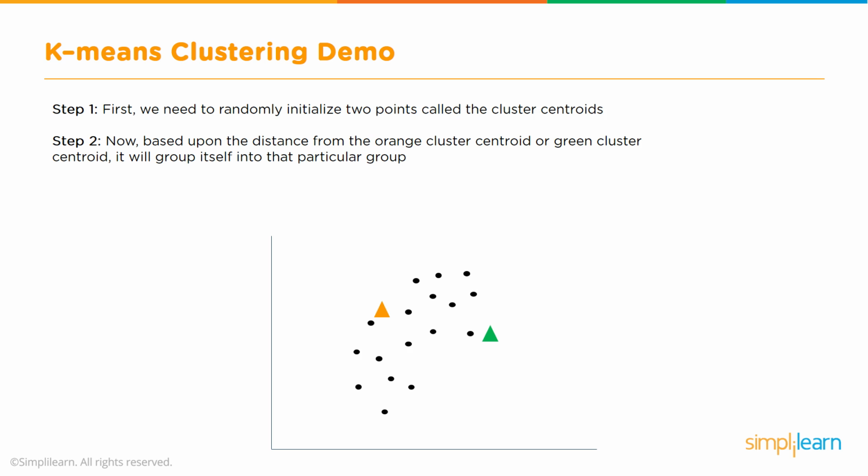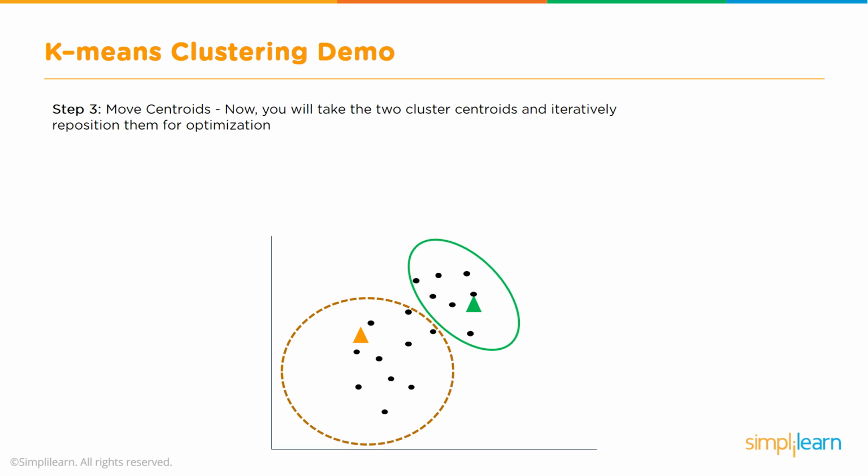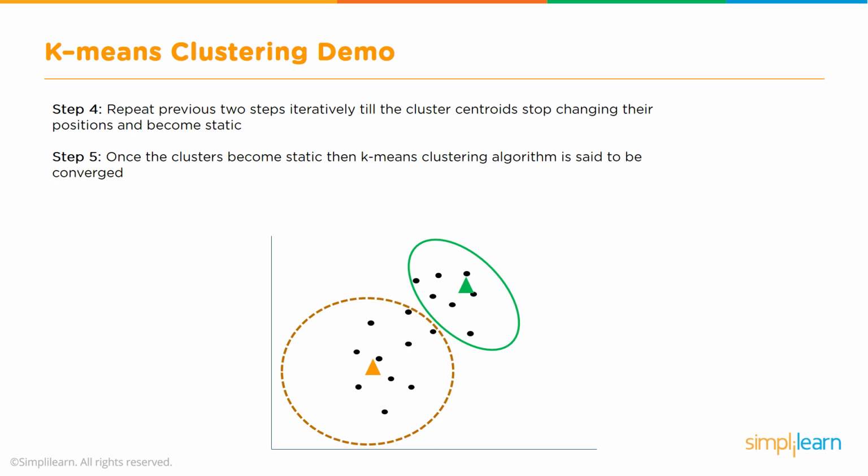Now, based upon the distance from the orange cluster centroid or the green cluster centroid, each point will group itself into that particular group. Once it's grouped itself, we want to make some adjustments. We want to move the centroids around just a little bit and then regroup them so they're more optimized. We're going to keep repeating that, and we're going to iterate until the cluster centroids stop changing their positions and become static. In other words, when the points seem to form best around the two centroids and have their own very distinct groups, once the clusters become static and there's no more adjusting or moving around, that algorithm is said to be converged.